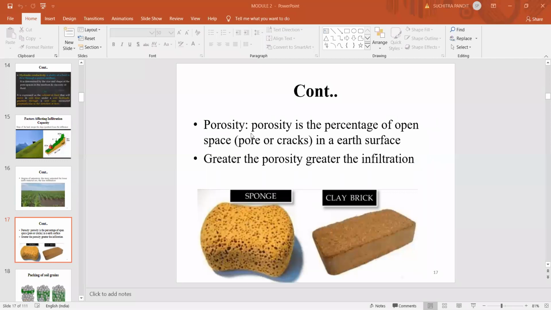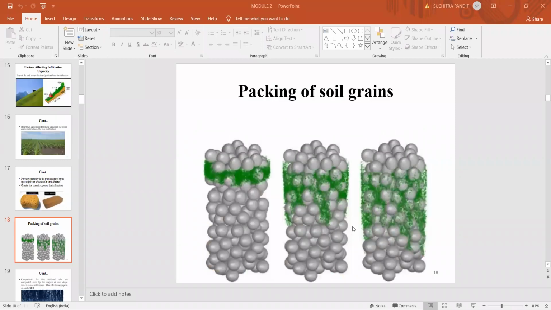And it also depends on the porosity, the percentage of open spaces or pore spaces in the earth surface. Greater the porosity, obviously greater the rate of infiltration. Now you can see here, these are the two figures which explain the percentage of pores present in the soil mass. Next, this figure refers to the packing of soil grains. So the water is held between these soil particles through surface tension.